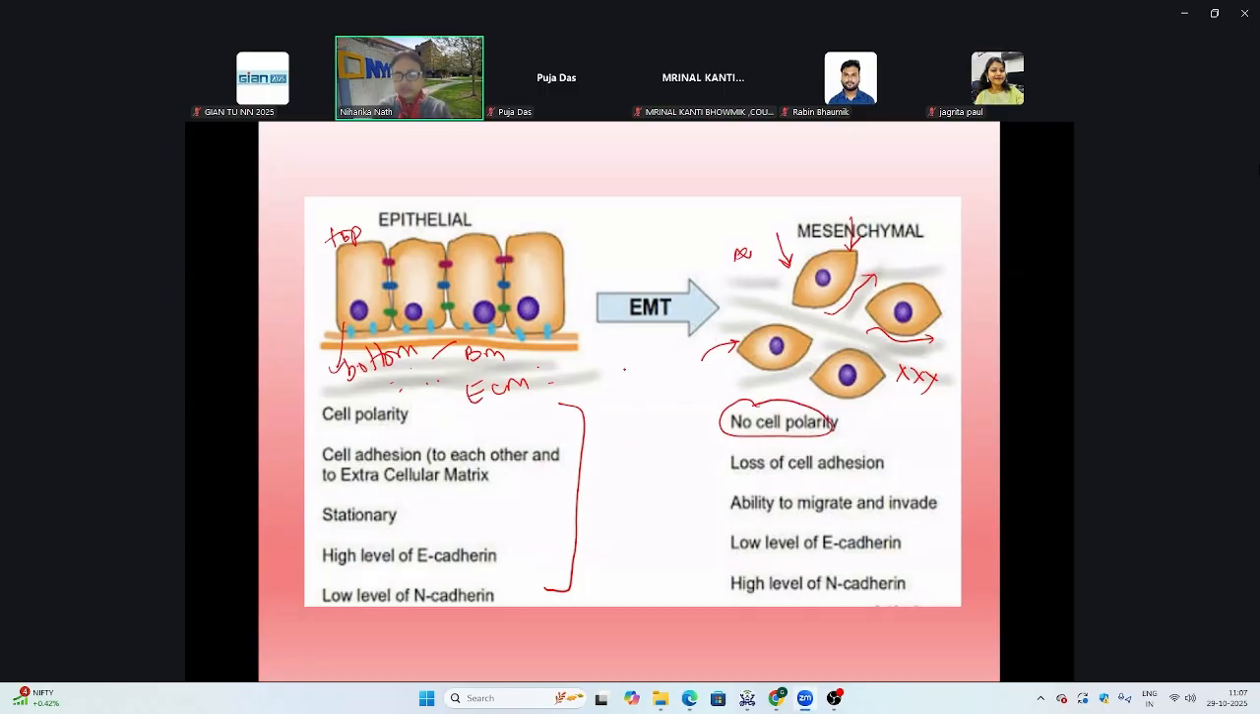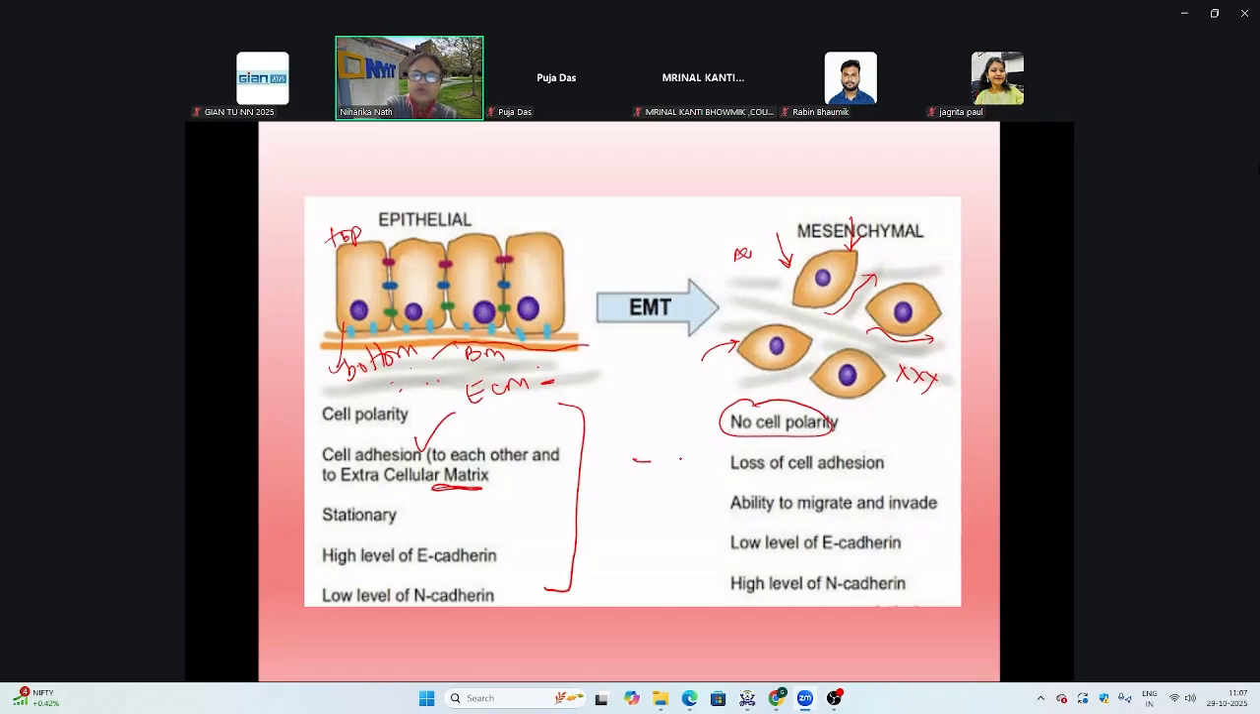So now you see that this is morphologically fairly different. And for cell adhesion, they're all stapled together like I just showed you. They are held to each other and they're held to the ECM. The ECM is down here and this is the basement membrane.